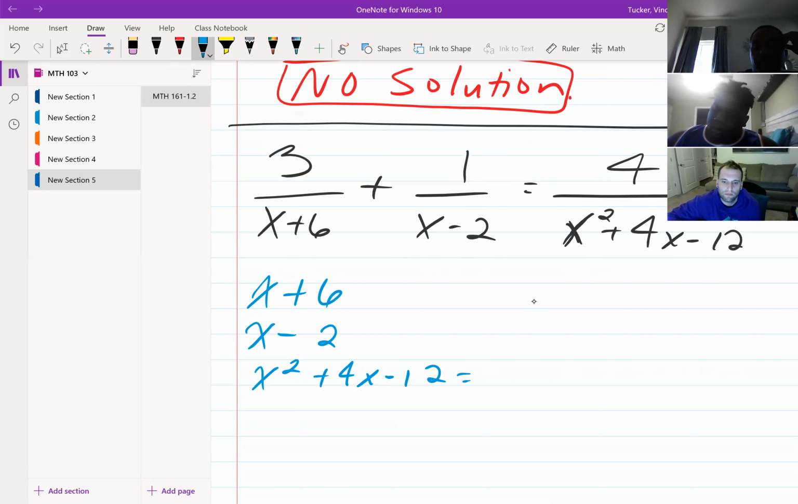Now, whenever you have a situation like this, it is best to try to factor the trinomial to see if you have any common terms or common expressions. And if you were to factor this trinomial, this would be x plus 6 times x minus 2.